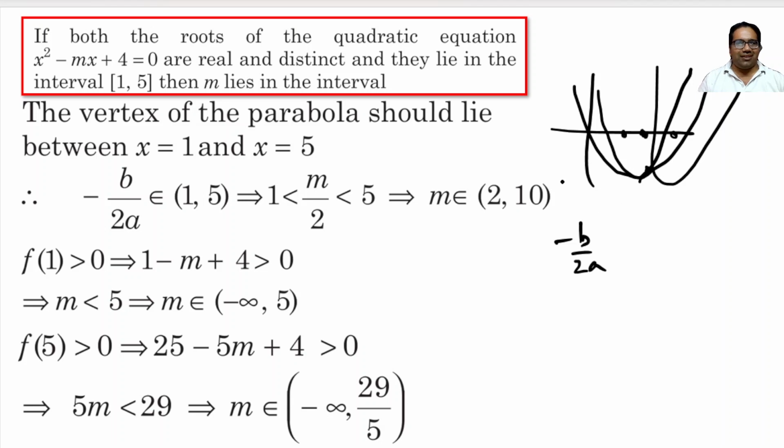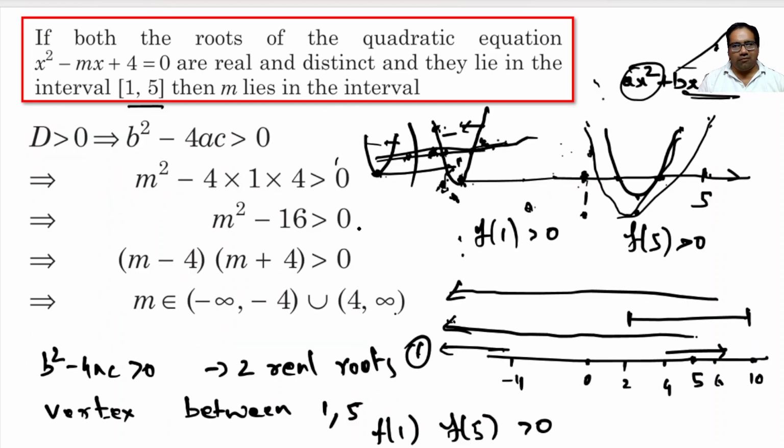We know this, right? Here, what is minus b by 2a? It is m by 2, since a is 1. It should lie between 1 and 5. That means m should lie between 2 and 10. This is the second condition. In our graph, m should lie between 2 and 10. This is as per condition number 2.